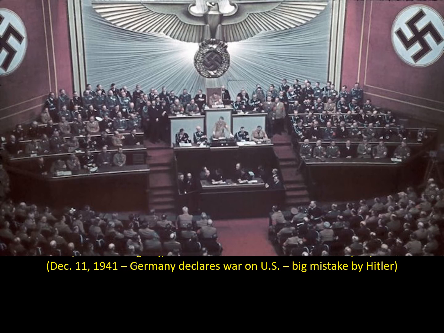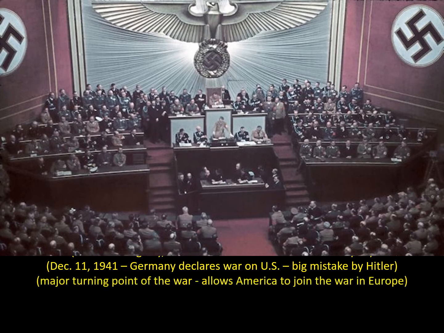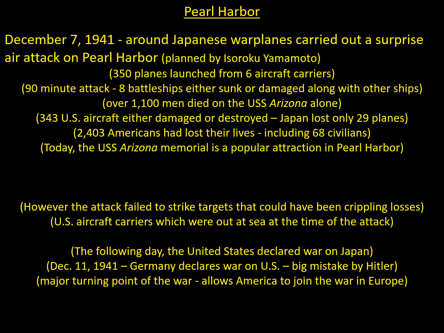This was a huge mistake by Hitler, since he was not obligated to do it, and he only brought America in a war against him. Now, this is going to bring in all 3 major countries, the Soviet Union, the United States, and Great Britain, to fight against Germany, and will eventually lead to Germany's defeat.